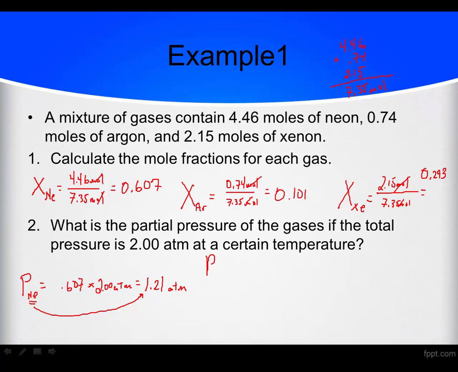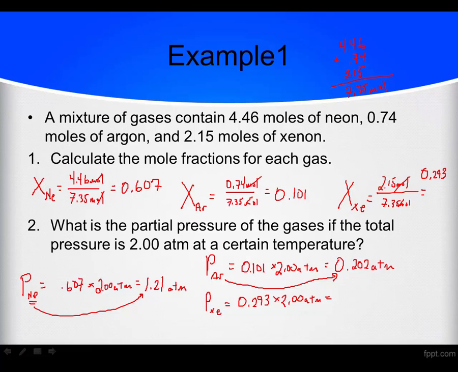The pressure of argon is going to be 0.101 times 2.00 atmospheres again. And we're going to get, don't even need a calculator for this, 0.202 atmospheres from argon. And then the pressure of xenon should do something similar, 0.293 times 2.00 atm. And we should get 0.586 atm.